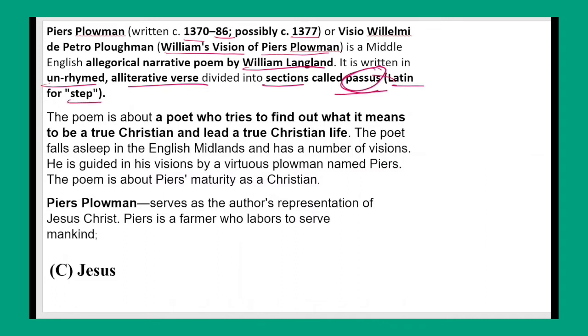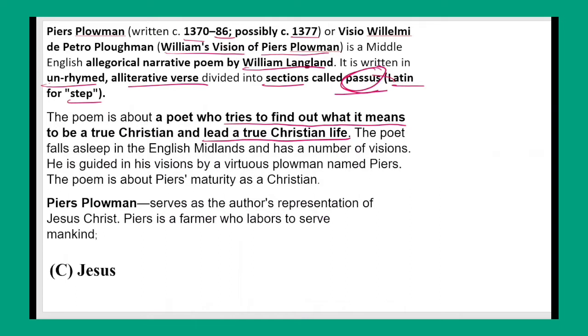So the poem is about a poet who tries to find out what it means to be a true Christian. The poet is going to tell us who a true Christian is, what he has to do, what his duties are, and how he has to perform his duty as a Christian, to lead a true Christian life. It always talks about the true Christian life.